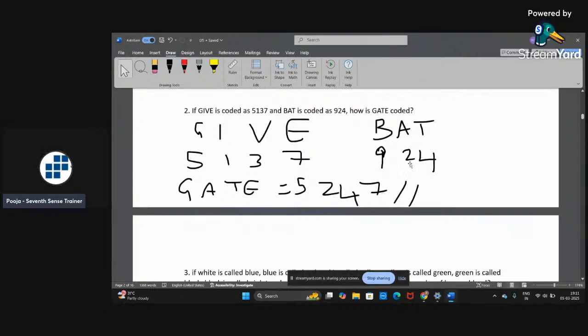For E it is F, that I have written here. This is how we need to find the answer.